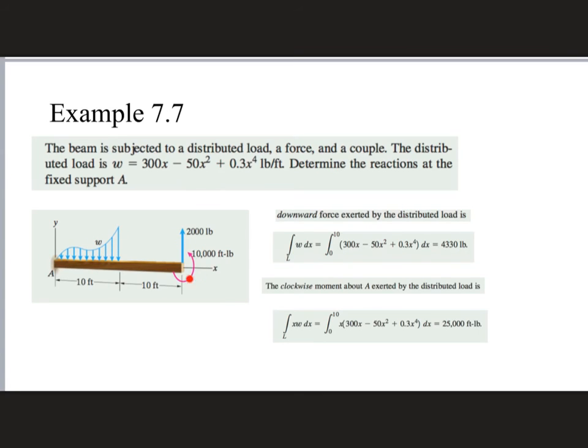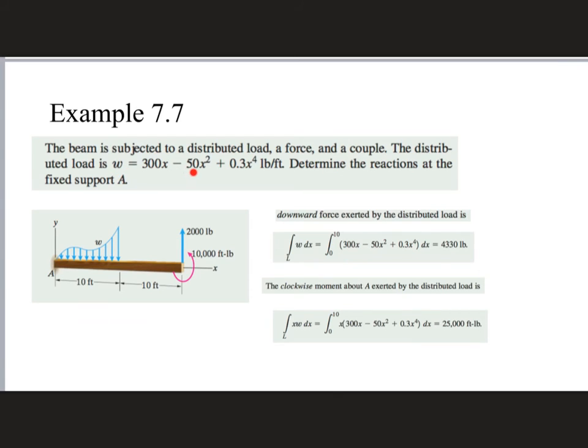And then we have a couple of 10,000 foot-pounds acting at the beam. And so the first thing that we want to do is calculate the effective weight of this distributed load and the effective moment of this distributed load. And so we simply plug them into our formulas, W dx. So this is the weight that's given in the problem.